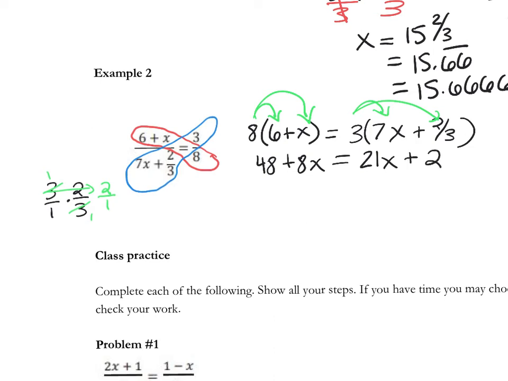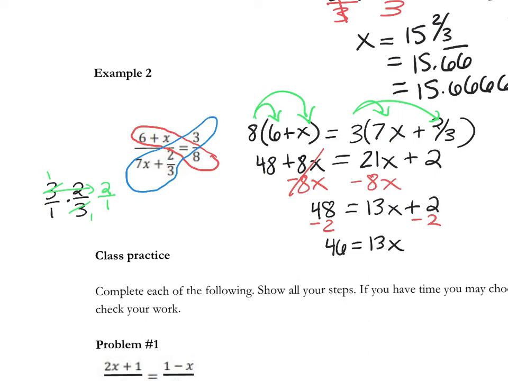So it looks challenging, but it's really not. Now this is variables on both sides. We're really good at this now. You want to move your smaller number of x's. So you'll end up with 48 equals 21x minus 8x, which is 13x plus 2. And now you have a two-step equation, so you're going to subtract 2 from both sides. So you end up with 46 equals 13x.